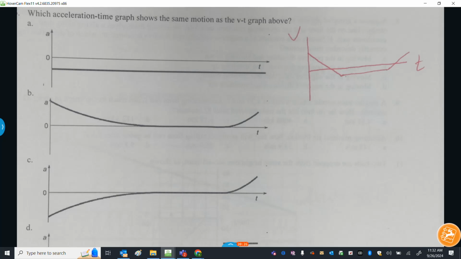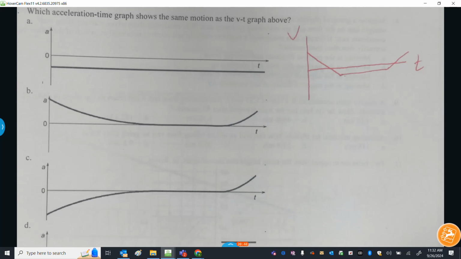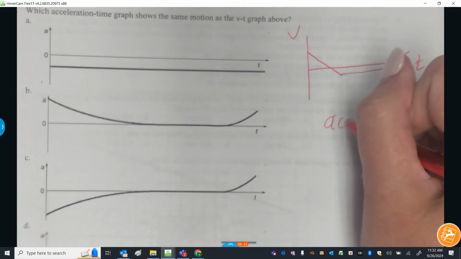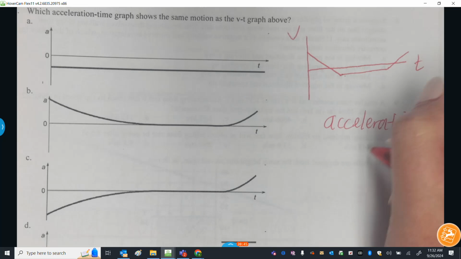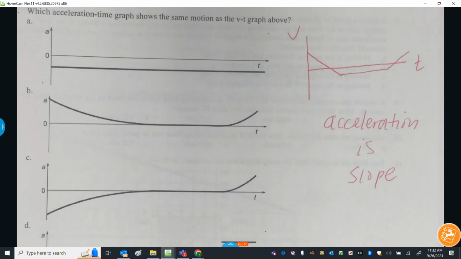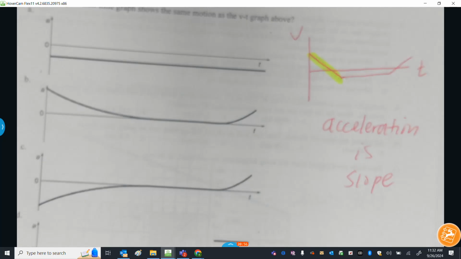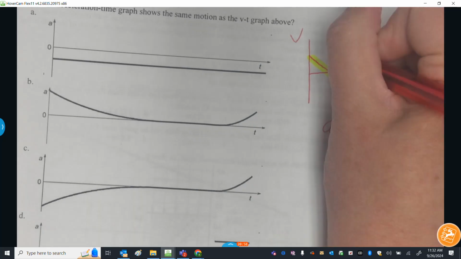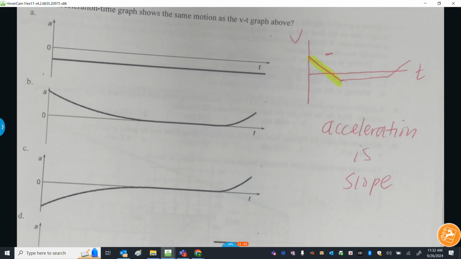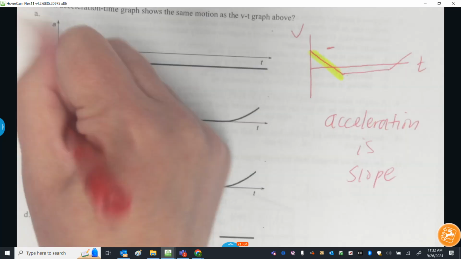Again, acceleration time graphs and VT graphs are the easiest two types of graphs to match to each other. Okay, and I said this in the card sort as well. All you have to do to figure out your acceleration when you look at a VT graph is look at your slope. Acceleration is slope on a VT graph. Okay, so looking at the slope of this segment right here, it has a negative slope. And so this AT graph needs to show negative acceleration at the beginning. This one's negative at the beginning. This one's not. That can't be it.